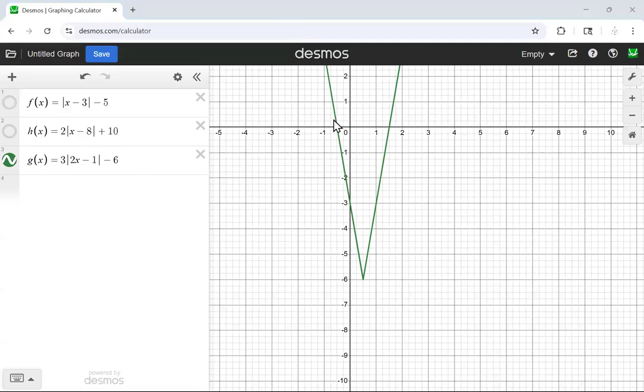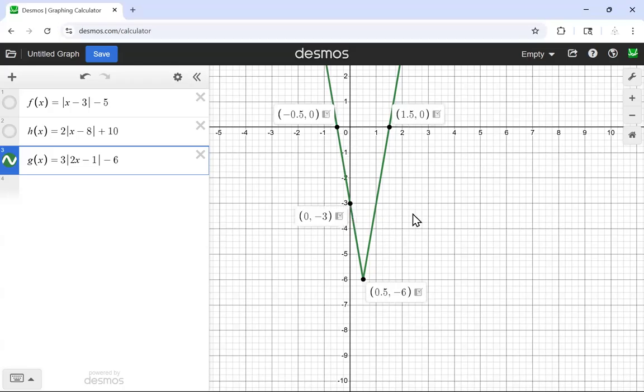Here I've graphed this absolute value function in Desmos. And you can see that the vertex is at 0.5 comma -6, just like I said. One x-intercept is at 1.5 comma 0. The other x-intercept is at -0.5 comma 0. And the y-intercept is at 0, -3. So all 4 of those points show you where the absolute value function is going to lie.